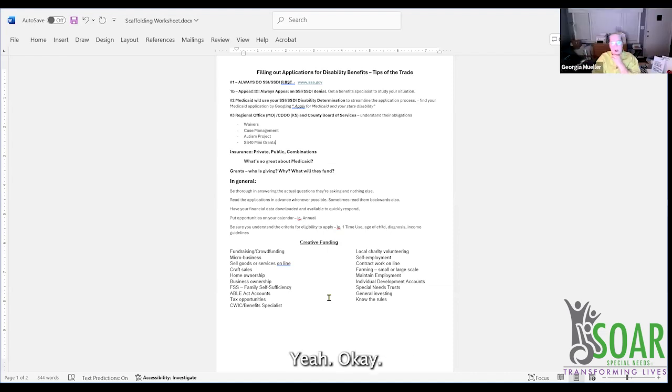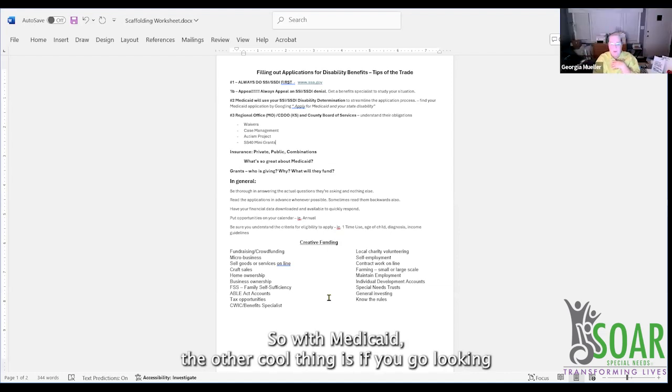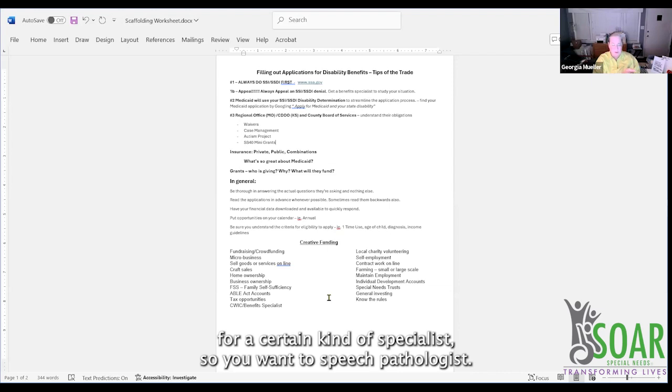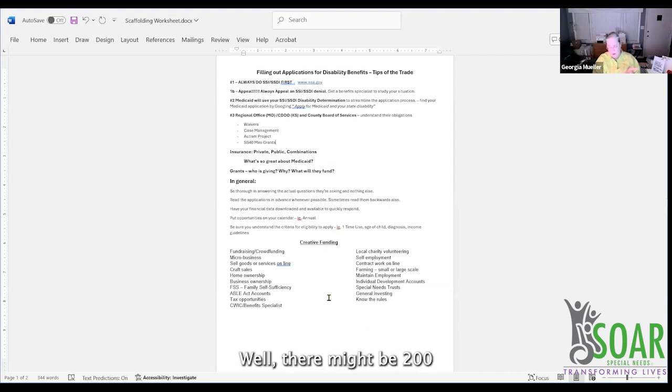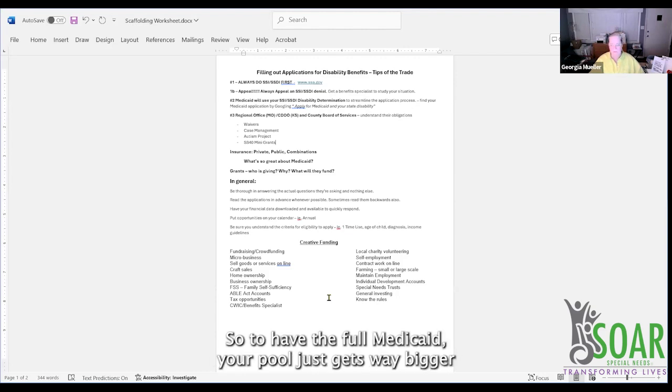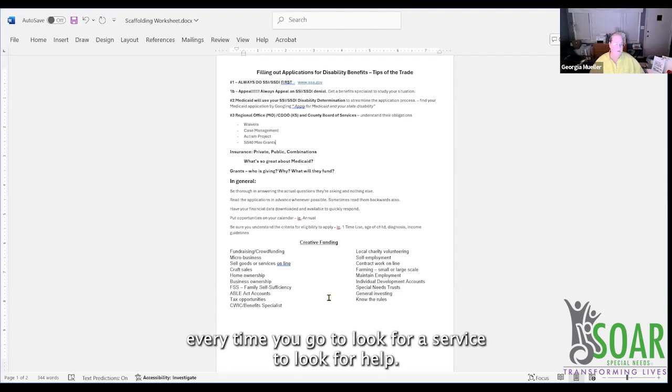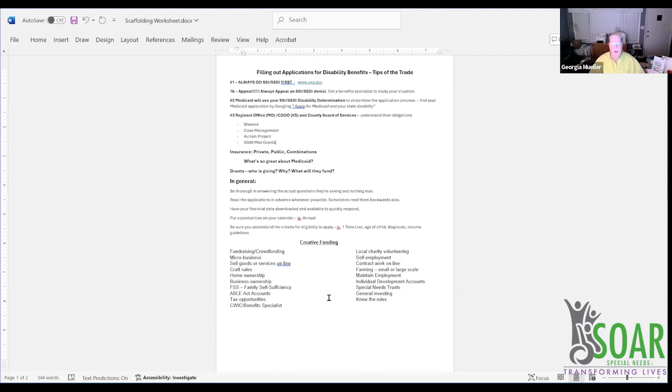Okay. With Medicaid, the other cool thing is if you go looking for a certain kind of specialist, say you want a speech pathologist, there might be 200 some odd within your county under full Medicaid, and your private insurance or your managed care Medicaid might have only had 5. That's not helpful, so with full Medicaid, your pool just gets way bigger every time you go to look for a service and look for help.